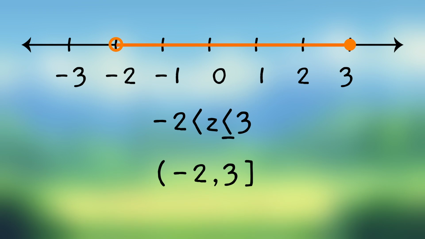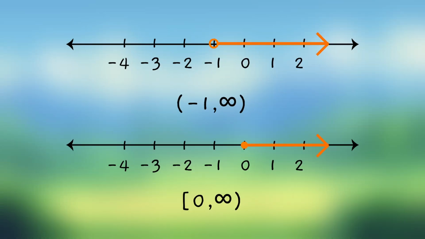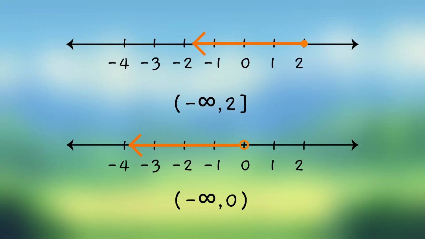Using interval notation, you write the two endpoints and use a square bracket when a number is included and a parenthesis when it is not. If the interval goes off forever to the right, you use infinity as the right endpoint. And if the interval goes off to the left, you use negative infinity as the left endpoint.